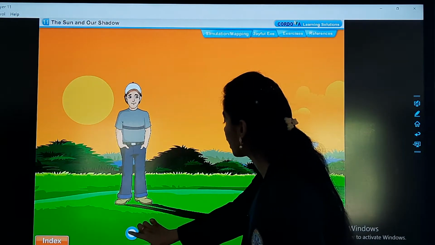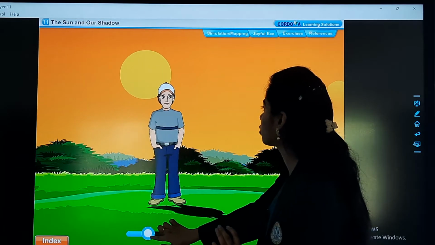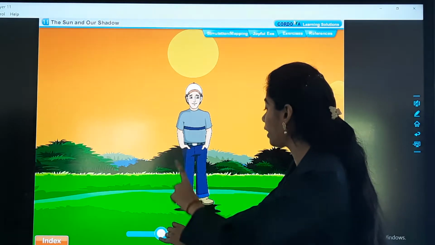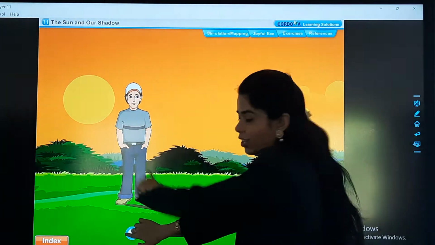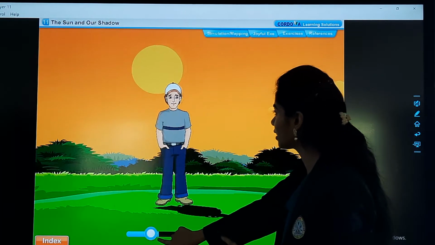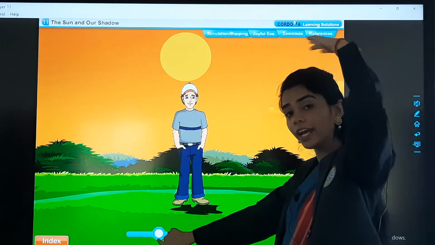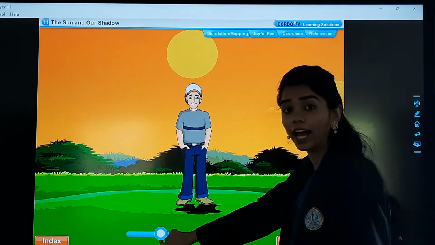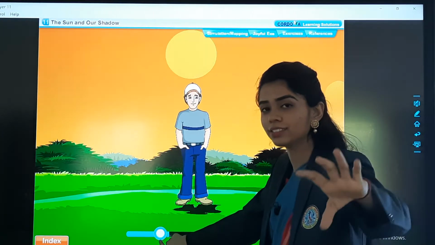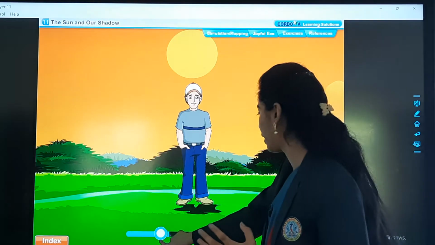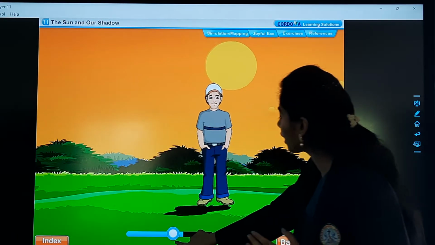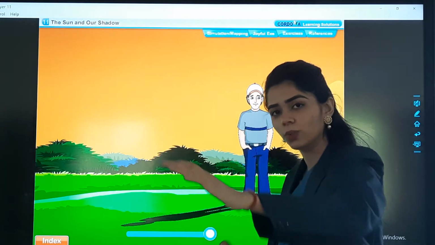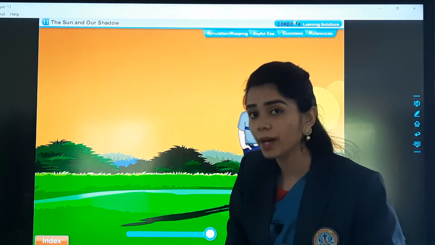But as the sun keeps on coming to the top, that is during the afternoon, at midday, see, in the morning the sun was here, but slowly the sun came up, right at the top. So what did we see? That the shadow size has decreased. The length of the shadow decreased. Then again in the evening, the shadow is large. The size of the shadow has increased again.